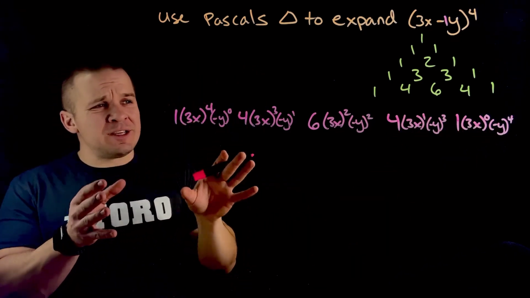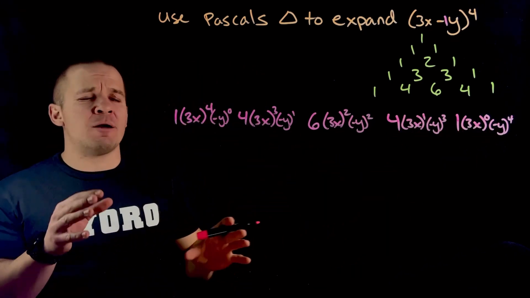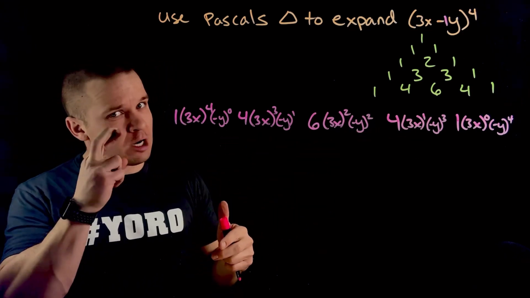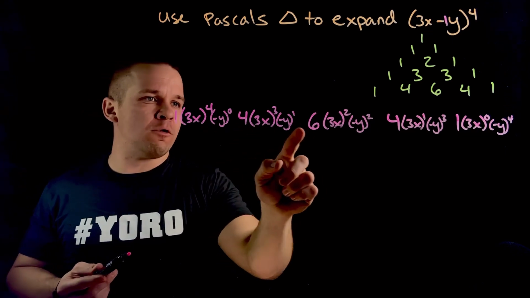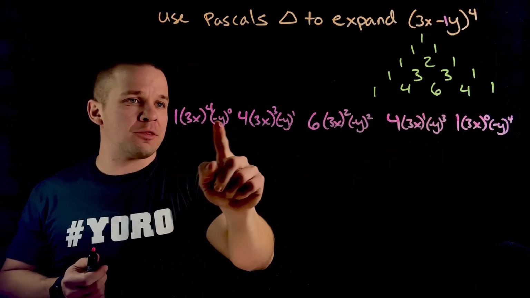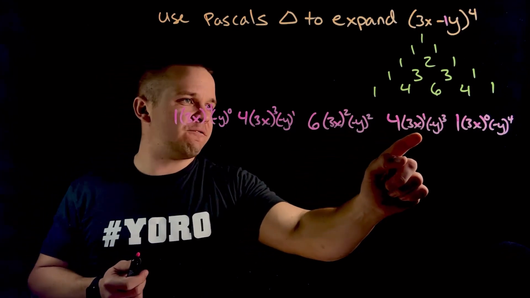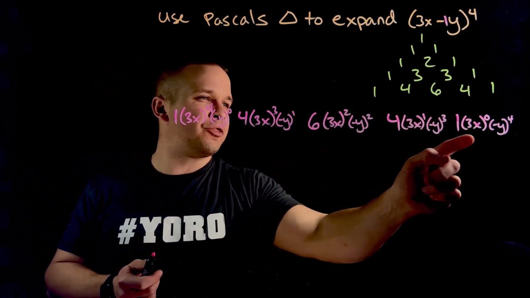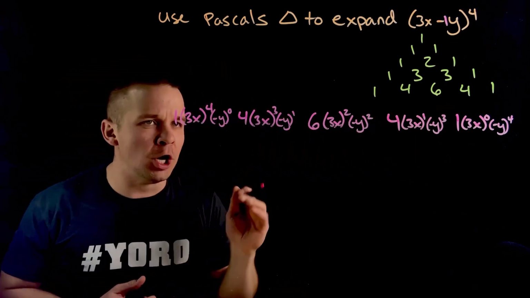When I'm doing these, there's so much going on here. I like to go back and check and make sure I've done everything right and still, cross my fingers, hope I did it right. We have 1, 4, 6, 4, 1. Boom, we're good there. We have 3x to the fourth, to the third, to the second, to the first, to the 0. And then we have negative y to the 0, to the first, to the second, to the third, to the fourth. We are good.